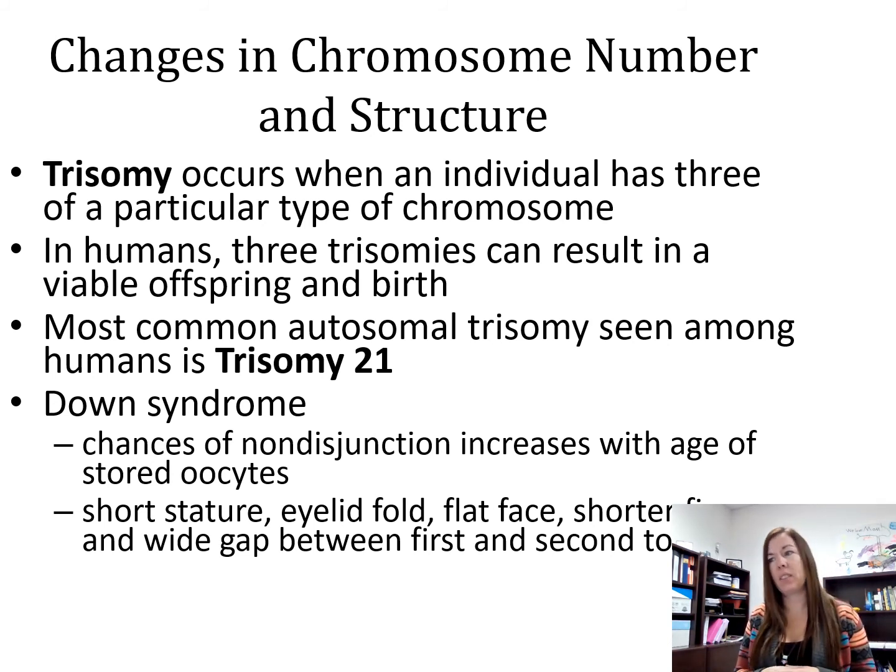So of course the chances of nondisjunction when gametogenesis or meiosis is happening, that chance of it happening and having some sort of issue increases with age, and it increases with the age of stored oocytes. And so that's why they say women over 35 who do have babies have an increased likelihood of having a trisomy happen, having something happen during meiosis or gametogenesis that causes some chromosomal imbalance there.